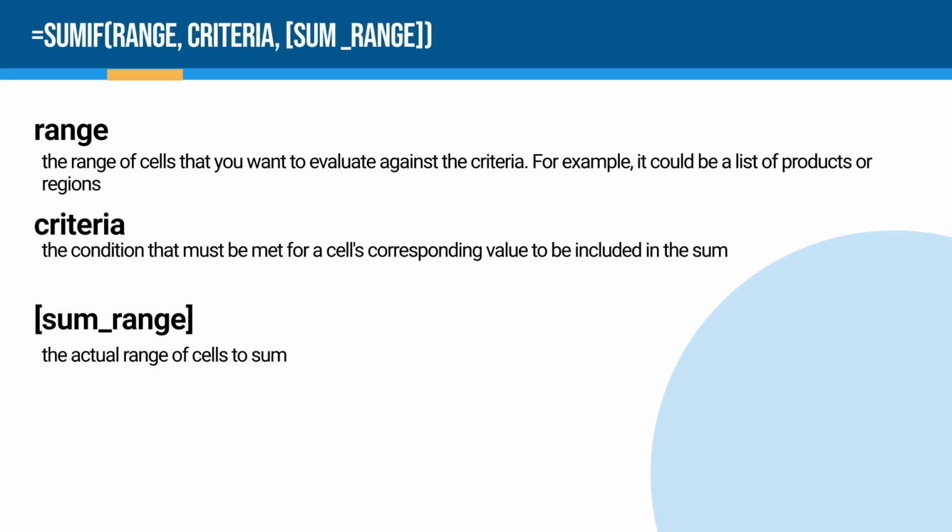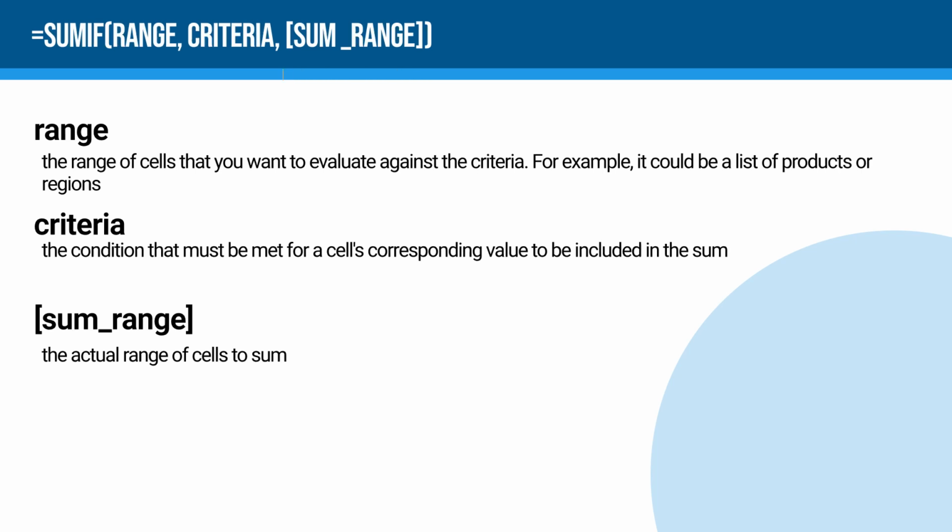Range. This is the range of cells that you want to evaluate against the criteria. For example, it could be a list of products or regions. Criteria. This is the condition that must be met for a cell's corresponding value to be included in the sum. It can be a specific number, text, expression, or even a cell reference. Sum range. This is optional and is the actual range of cells to sum. If this is omitted, SmartSheet sums the values in the range specified in the first argument, the range. The sum range is used when the values you want to sum are in a different range from the range you are evaluating.